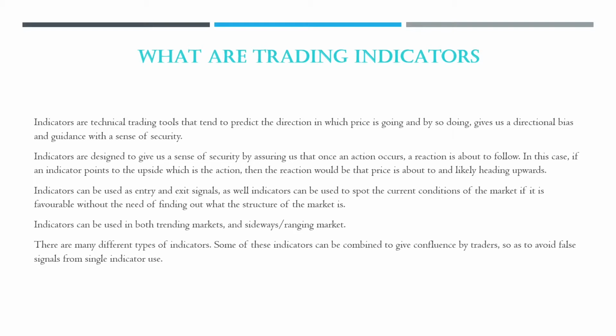There are many types of indicators. Some of these indicators can be combined by traders to give confluence, so as to avoid false signals from a single indicator's use. You also want to beware of this last statement. As much as you can combine more than one indicator, like one or two or three, for confluence, you also do not want to over-combine a lot of indicators, to avoid what we call information overload.